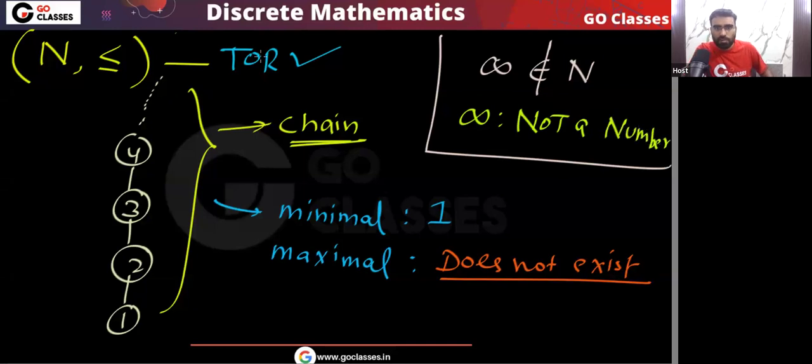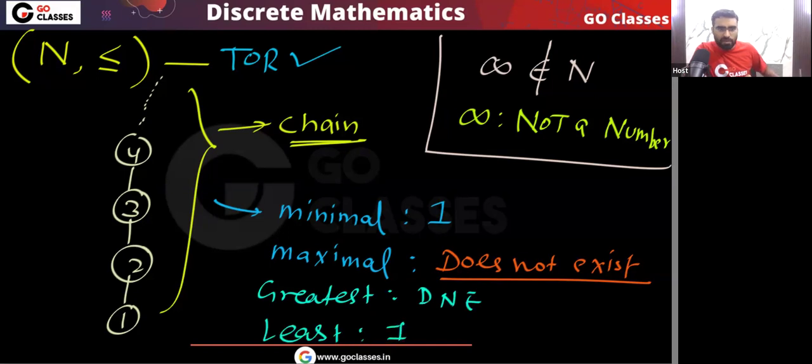Okay. Now, very simple. What is the greatest element? For which element can I say that everyone is less than or equal to this number? Again, this does not exist. And who is the least element? The least element is 1. Also, can you notice that for this total order, the Hasse diagram is a chain.